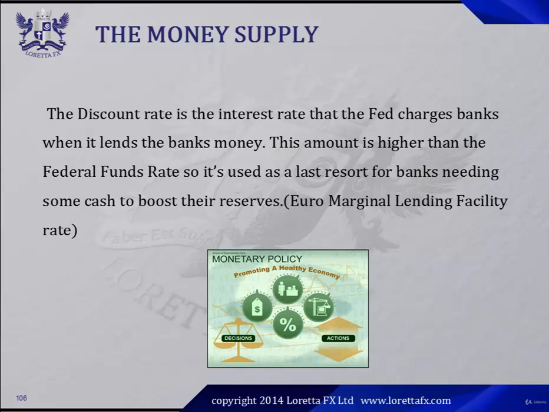So banks with surplus reserves will lend money overnight to banks with insufficient reserves. And banks that aren't able to get money from other banks must borrow money from the central bank. And in the US, the central bank will charge other banks the discount rate. And in the Euro area, the central bank will charge other banks the Euro marginal lending facility rate.